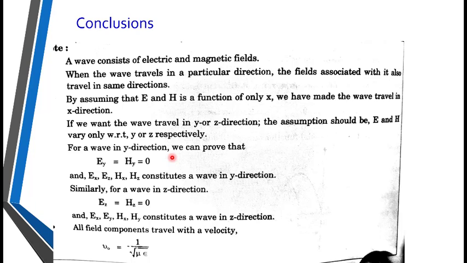Similarly, we have seen in the equations that the wave was traveling in the z direction. So if it is traveling in the z direction, then the Ez component and Hz component are equal to 0, and Ex, Ey, Hx, Hy constitute a wave that is traveling in the z direction. All the field components travel with a velocity, and that velocity is given by 1 upon square root of mu into epsilon. So by these findings, we can write equations for a wave traveling in any of the three directions.